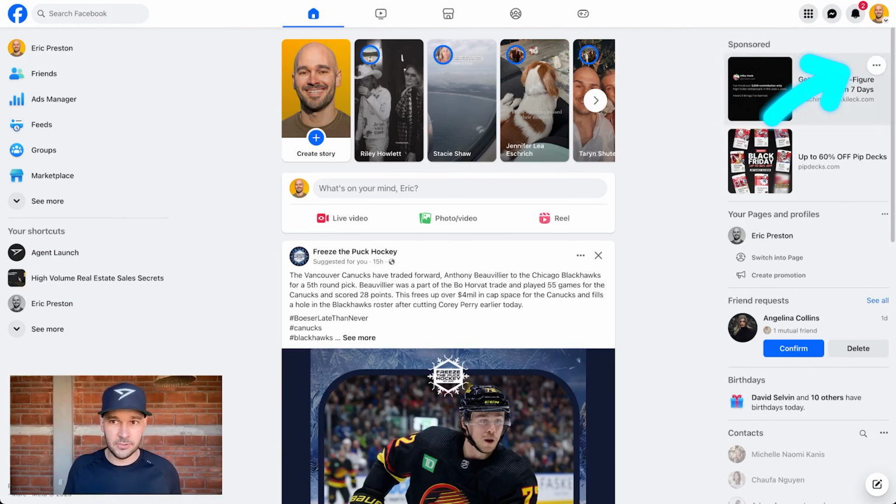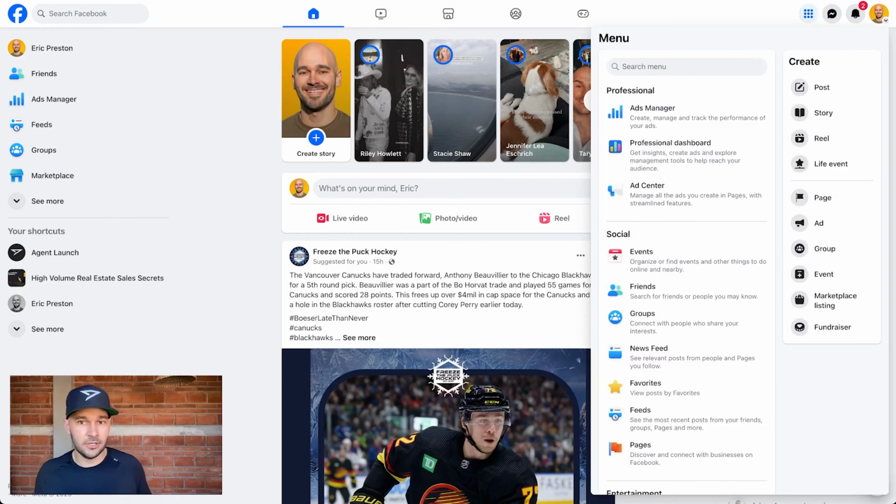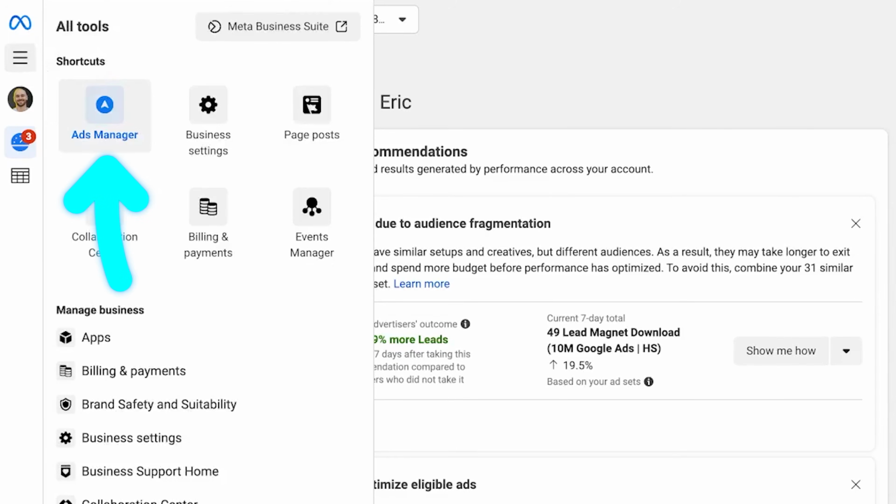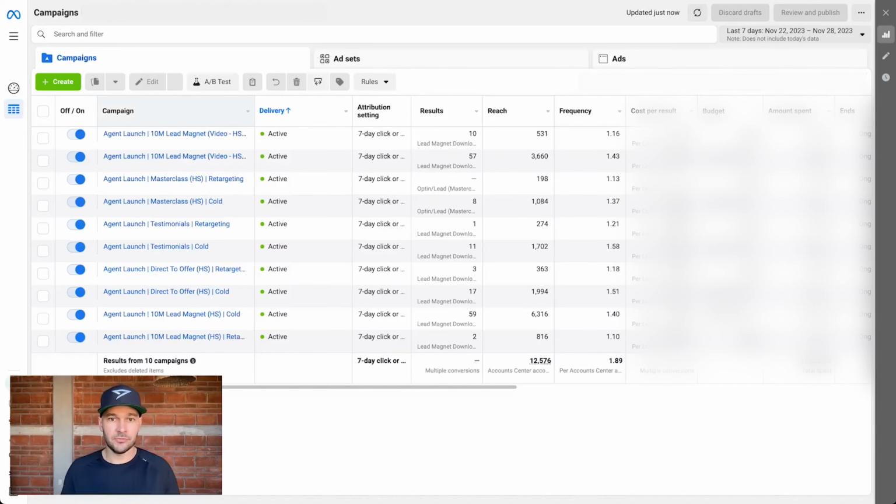Now, basically what you're going to do is see these little dots up here. You're going to click those and then you're going to go over to Ads Manager. This is going to take you to a summary page of the ads. If you want to get into the actual place where you're going to run ads, just click over here and click Ads Manager. That's going to take you to where we're actually running our ad campaigns.